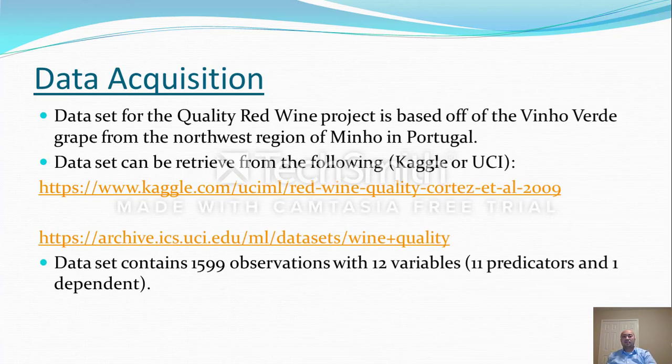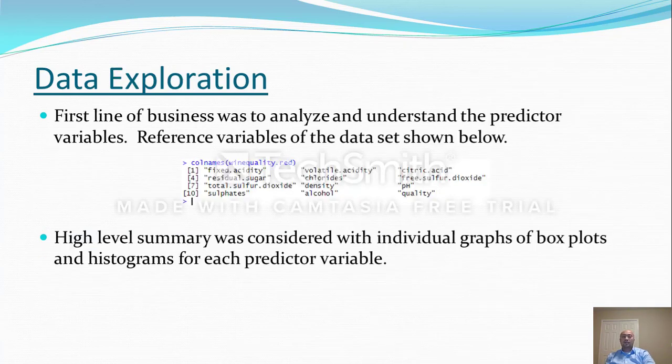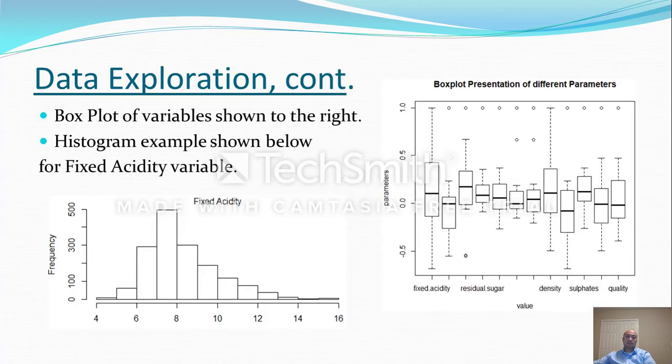To begin the project, data was needed and acquired via kaggle.com or the UCI website, as showcased in this slide. In the data exploration section, the first line of business was to analyze and understand the predictor variables. A high-level summary was considered of the individual graph plots of the histograms and also a box plot of all predictors. As you can see here, as an example, the fixed acidity histogram is shown on the bottom left, and a box plot presentation of all predictor variables is shown on the right-hand side.